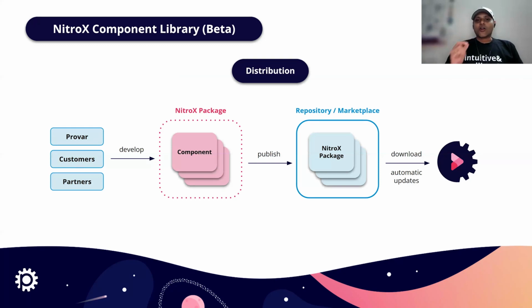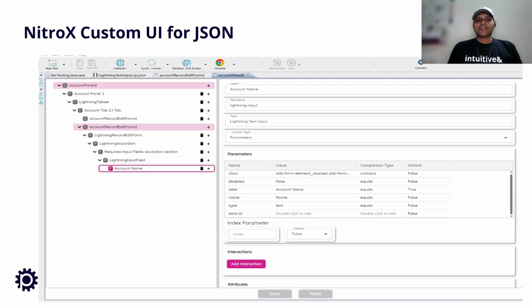So how do we populate the NitroX common library? Via Provar, us, the customers or partners, all of them move into a NitroX package. We publish them to a repository or marketplace. And from there, via over-the-air updates, as part of the latest releases for Provar, our users and customers get the latest packages for NitroX. So that's the distribution mechanism. Moving on to the next slide, please.